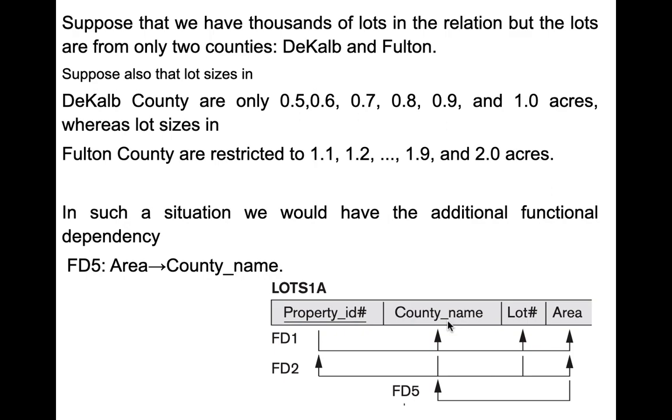So this is okay, it is not violating 3NF, but this won't be an efficient table. Can you say why? Just imagine we had assumed that there are 1 lakh plots for sale, but they are from just two counties. If it is from DeKalb, these are the denominations. If it is from Fulton, these are the denominations. So there are just two counties, and how many denominations are possible? Like 1, 2, 3, 4, 5, 6 from here, 10 from here. So there are only 16 values that area can take, that is 0.5 to 2 acres.